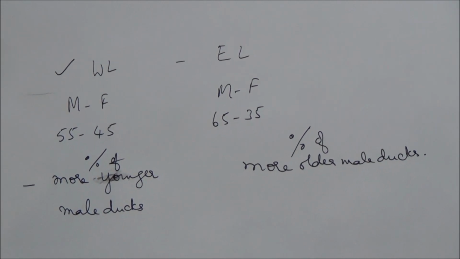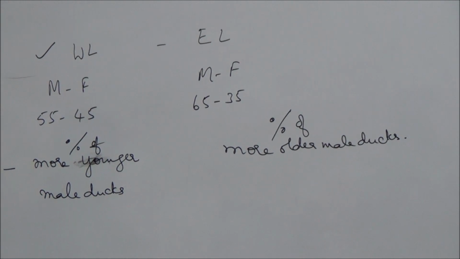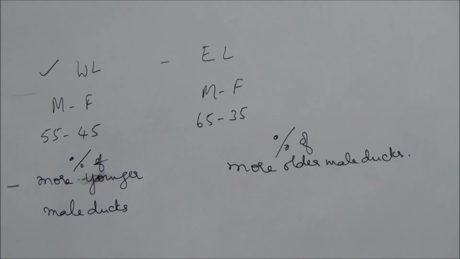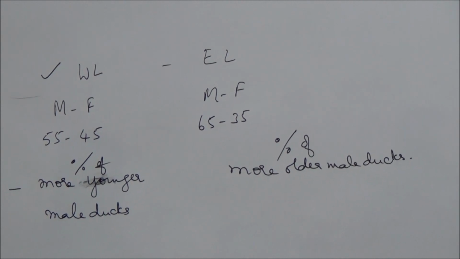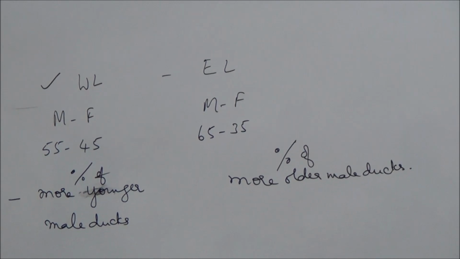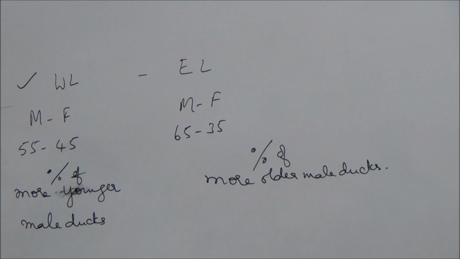Now, let us take those options which we can discard. For example, option E. Adult female game ducks outnumber non-adult female game ducks in the Eastern Lakes population. We are not given any information about the female ducks. So we cannot say this is either true or false. So this can be ruled out.